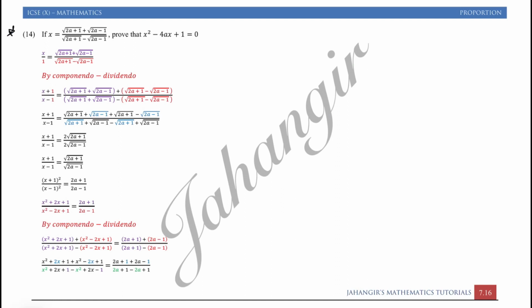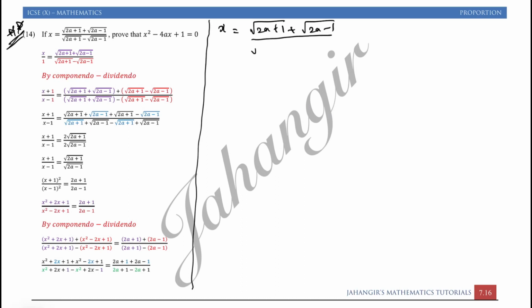Now this type of questions are also important for proof. In 2020 we got this type of question. I will tell you which exact question we got. It is there in the exercise. I think it's the 15th or 16th question. So here we have x is equal to root of 2a plus 1 plus root of 2a minus 1... This is quite a lengthy question. You have to prove x square minus 4ax plus 1 equal to 0.